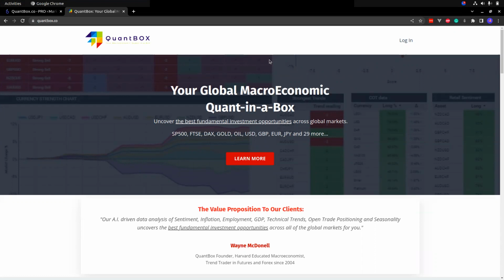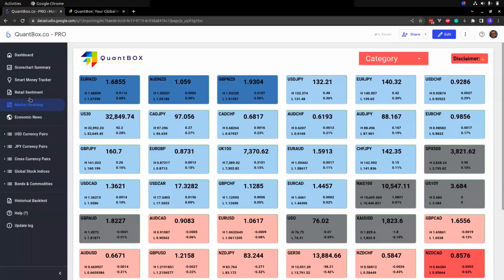Welcome to Quant-in-a-Box Daily. Today is December 21st, getting super close to Christmas. What is Quant-in-a-Box? Quant-in-a-Box is your global macroeconomic quant in a box. It's a beautiful tool that provides you with all the fundamental data you could possibly need to formulate a fundamental bias. What's nice, though, is you don't have to make the decision of whether something's fundamentally bullish or bearish. It gives you everything, it scores everything, and it lets you then go and confirm things technically.